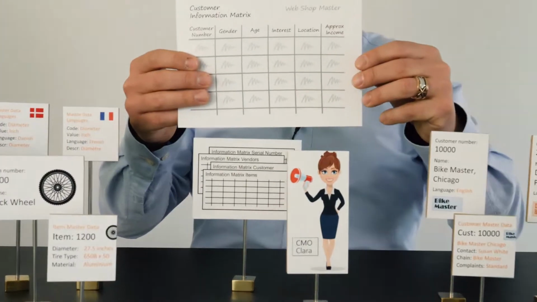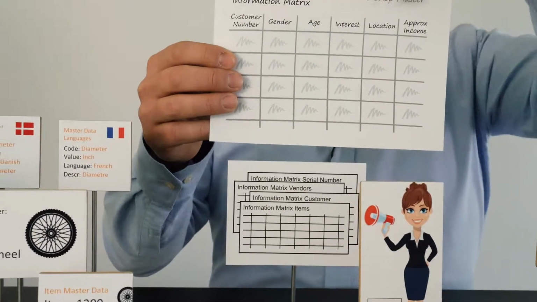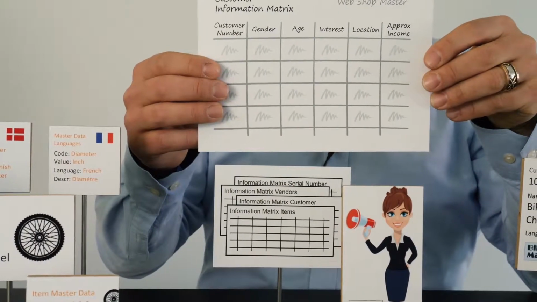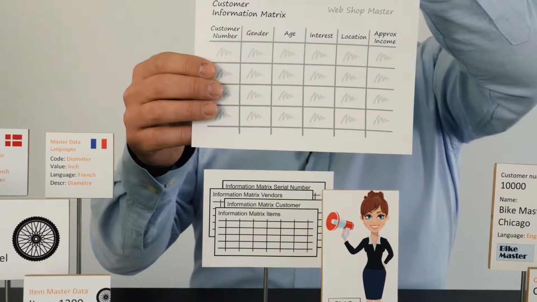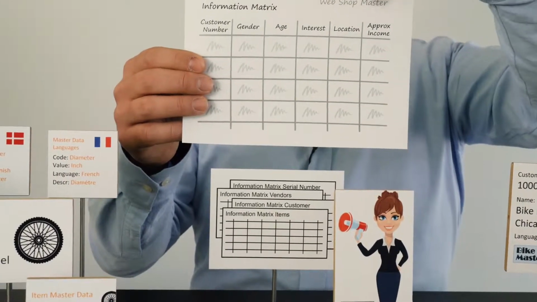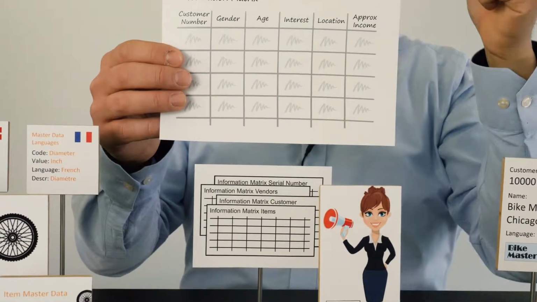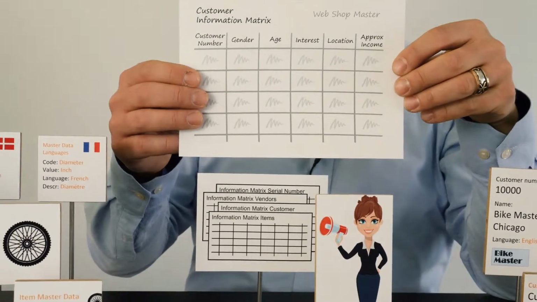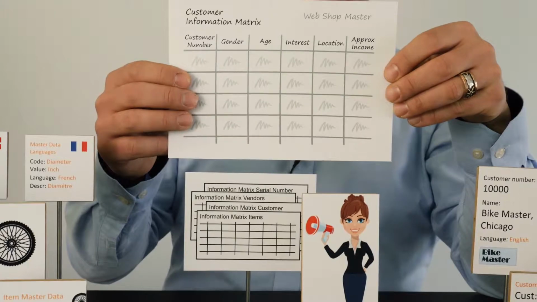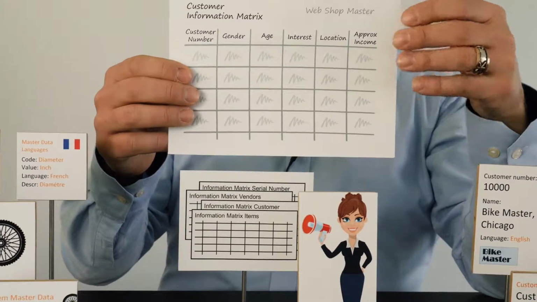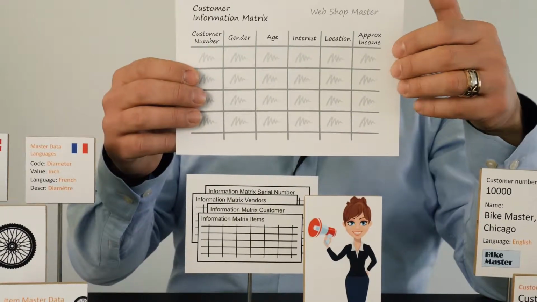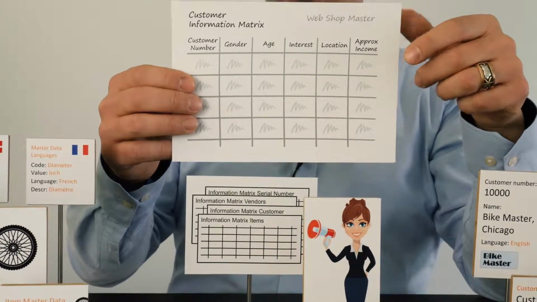So if Clara defines by herself some setup of columns that she'd like to work with, maybe she's starting a B2C web shop, she could want to have a gender and age and interest and location where the customer lives, maybe approximate income, etc. And there's no limit to what you could define of master data on the customers that she'd like to segment. And in this view, it's very easy to update many records at the same time and to get a very nice overview of those things.